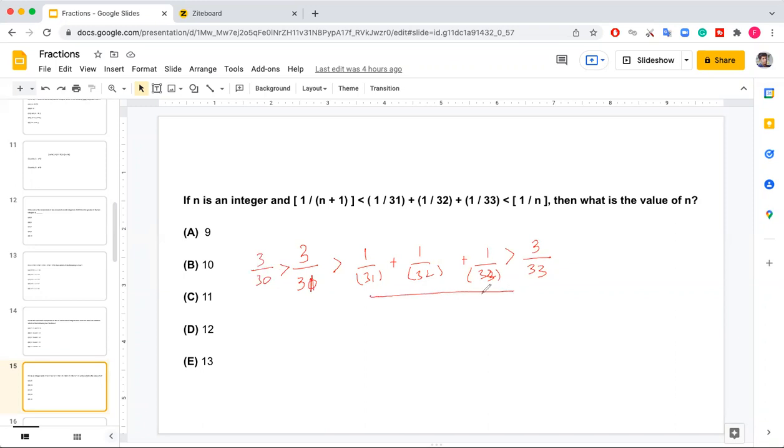Correct. So whatever the sum is, it is greater than 1 by 10 and less than 1 by 10 and greater than 1 by 11, which is actually 10 plus 1, right? And that is what the question asks. What is the value of n?